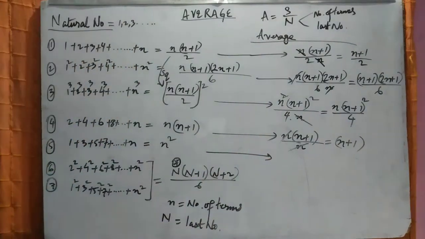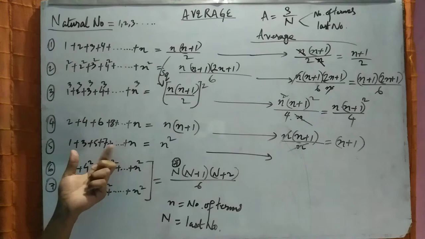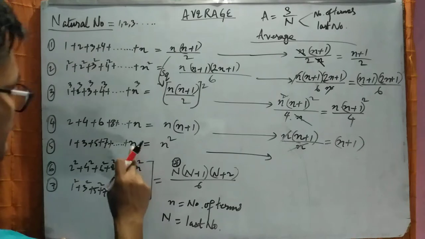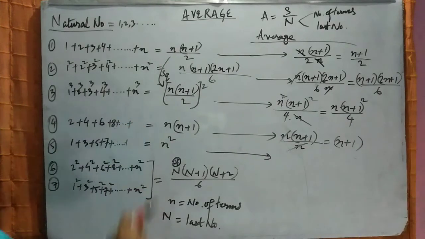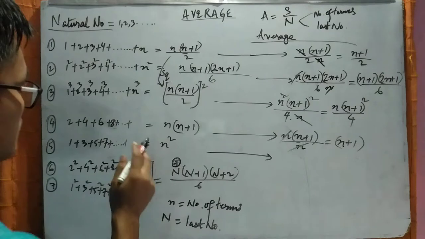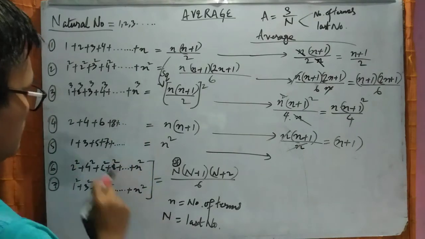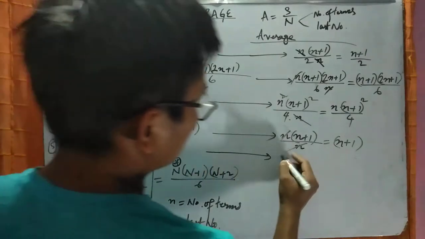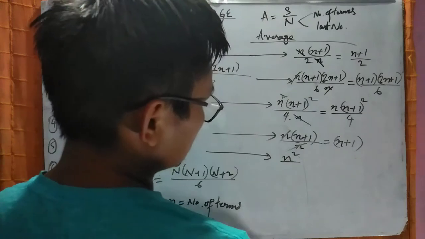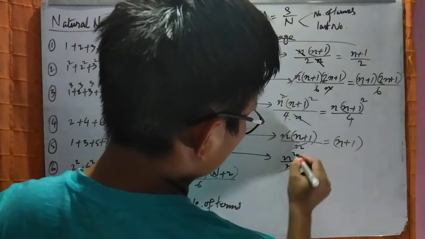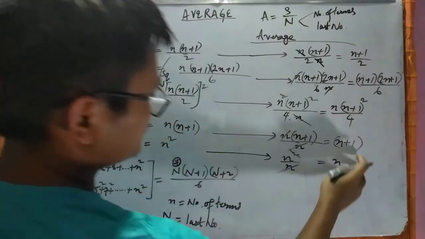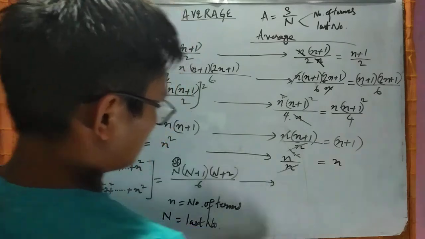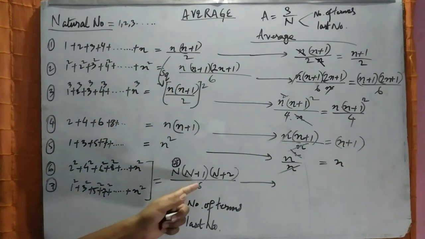The sum of n odd numbers is n squared, so the average, divided by the number of terms n, is n.